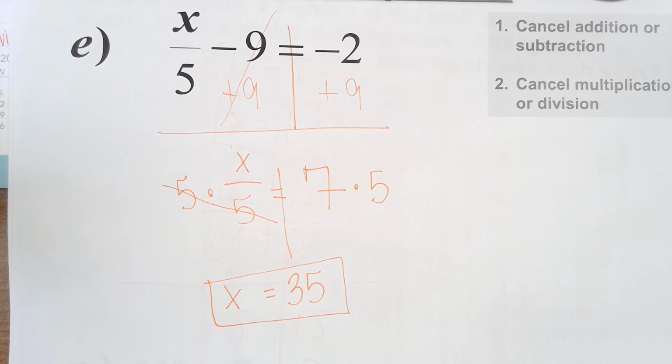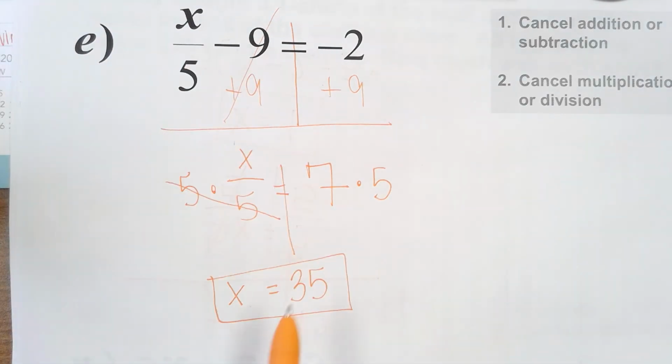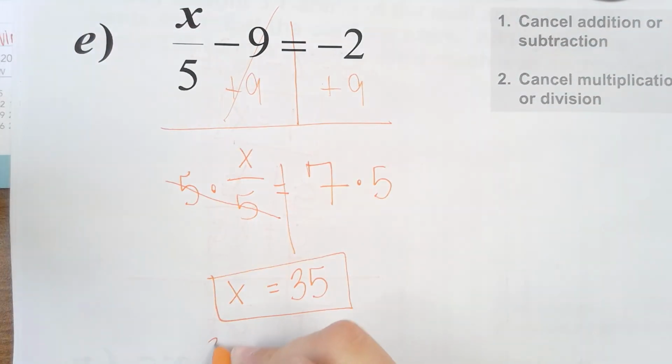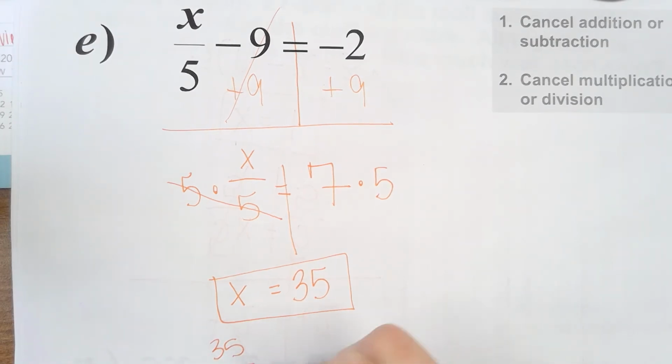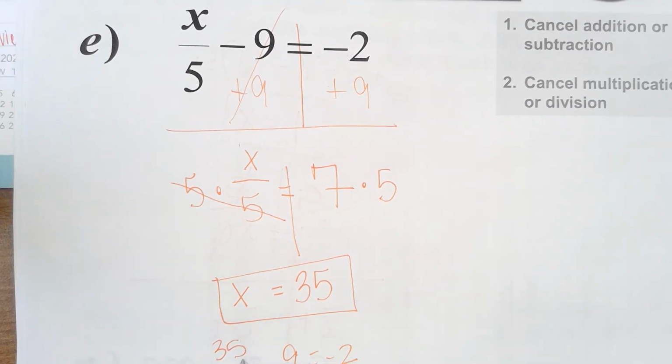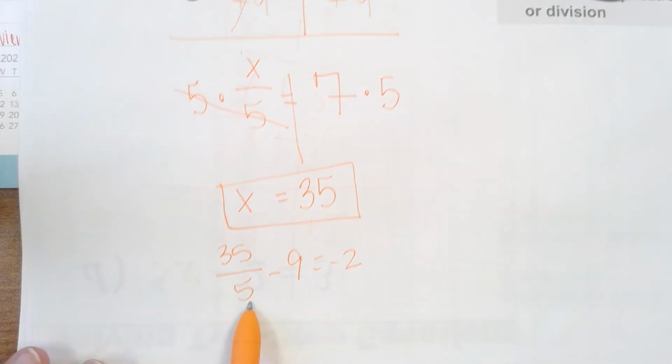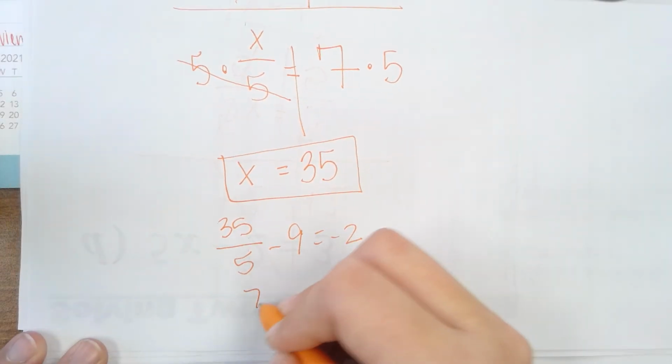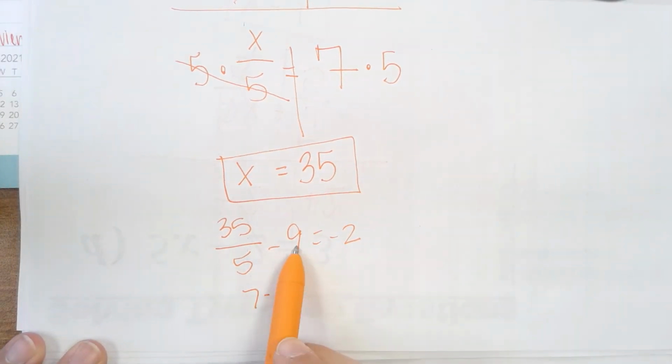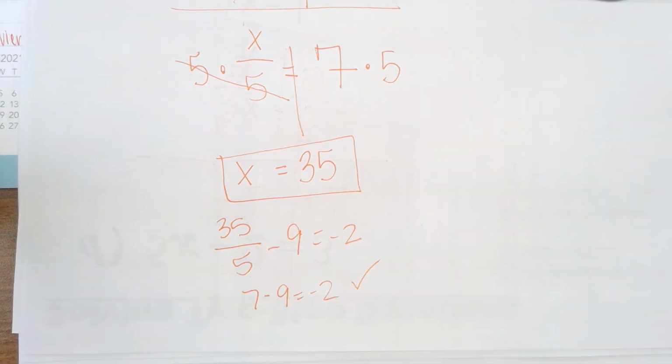Alright, and then I do need to check my work, so plug 35 back in for x, and then just make sure that it does work out. So if I were to take 35 divided by 5, I get 7. And then if I were to check, 7 minus 9 does give me -2, so I know I did it correctly.